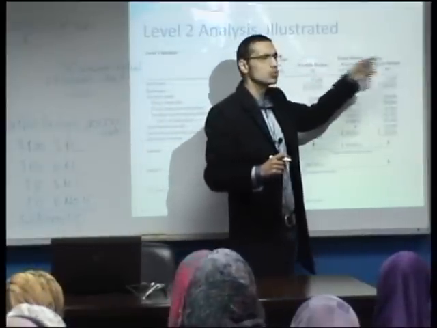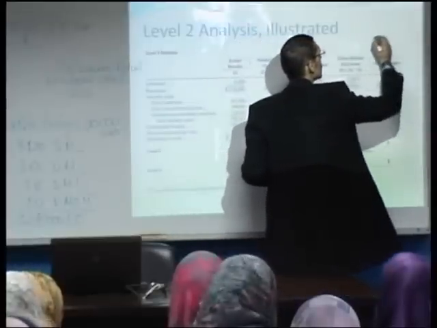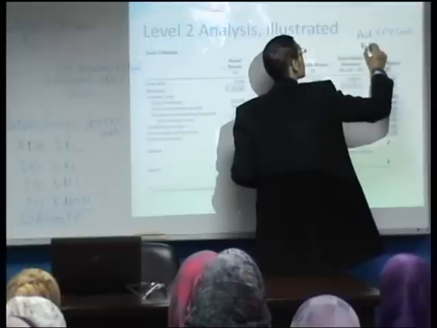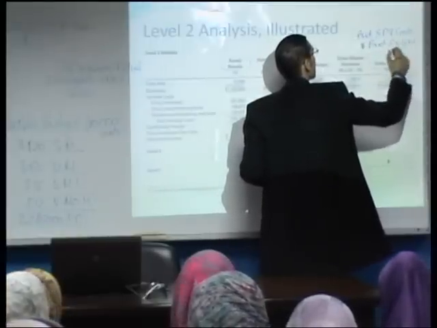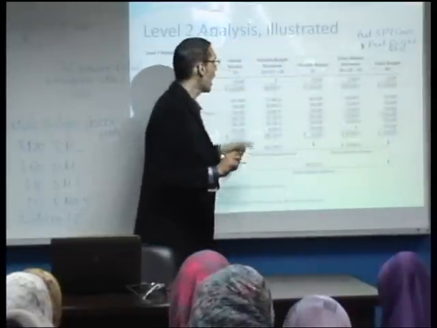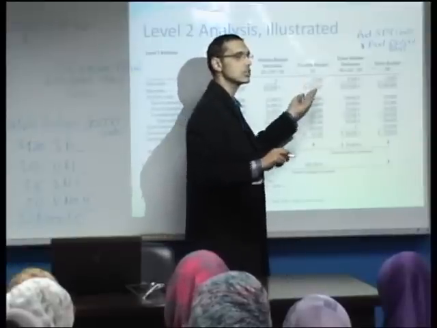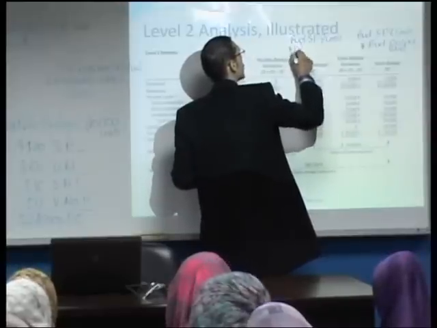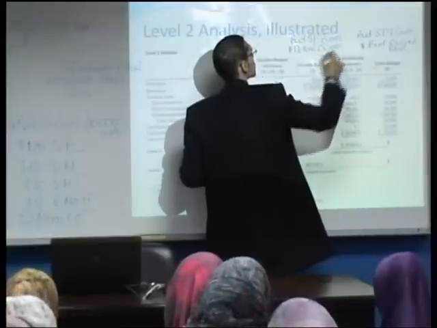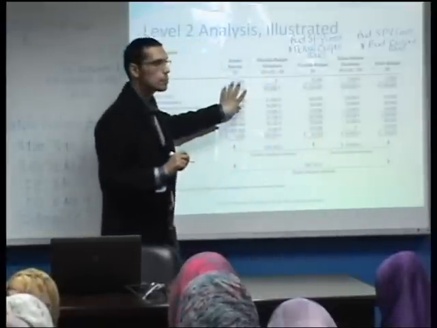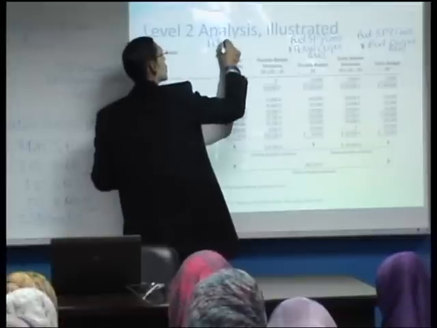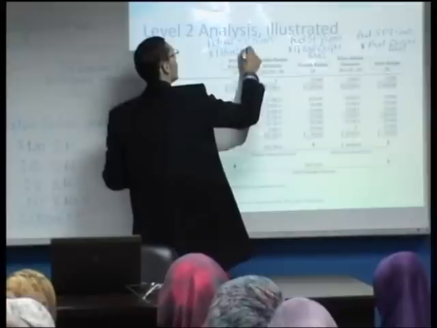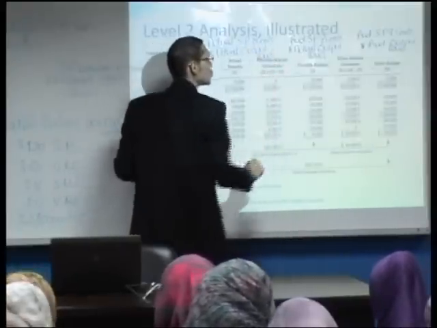So the static budget, how did we prepare it? We multiplied the budgeted selling prices and costs by the budgeted output level. Correct? How did we prepare our flexible budget? We multiplied the budgeted selling price and costs by the actual output level. Now, how did we prepare the actual results? We multiplied the actual selling prices and costs by the actual output level.